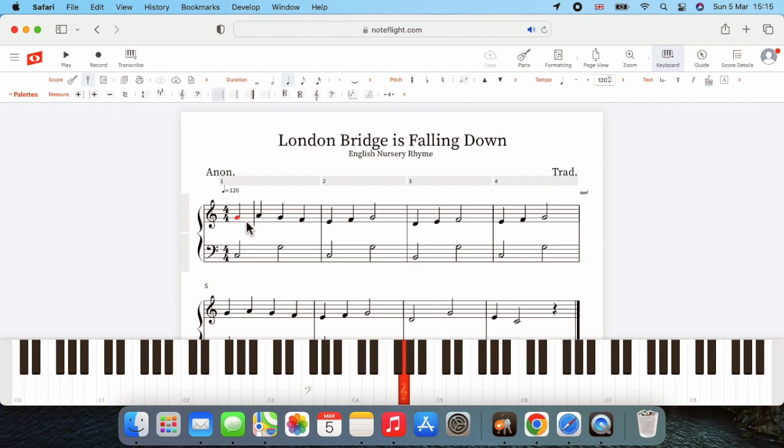The bottom of the treble clef is the E to the right of middle C, so C, D, E, it's that one. And the top of the bass clef is the A to the left of middle C. And that's how we work that out.